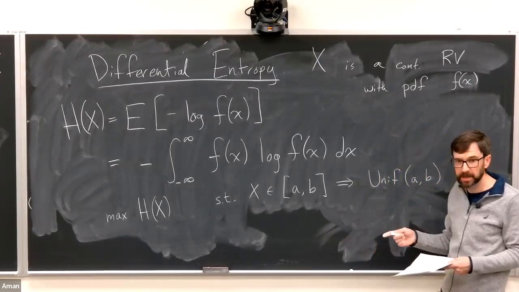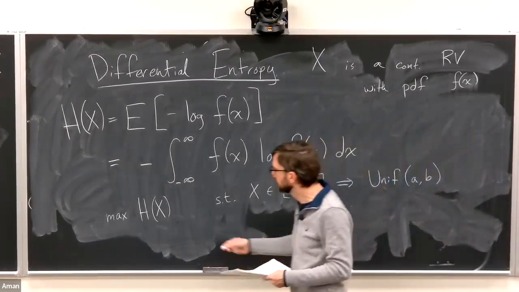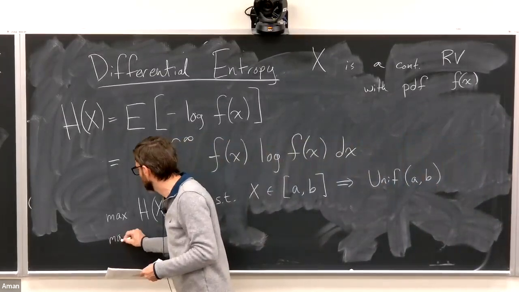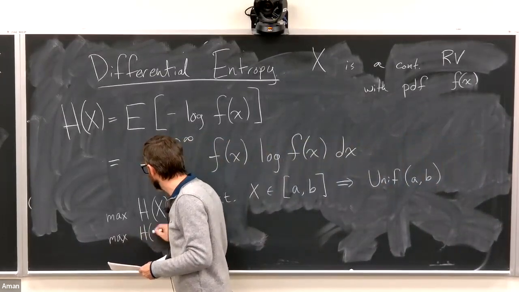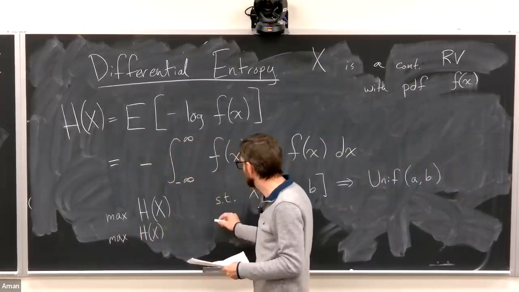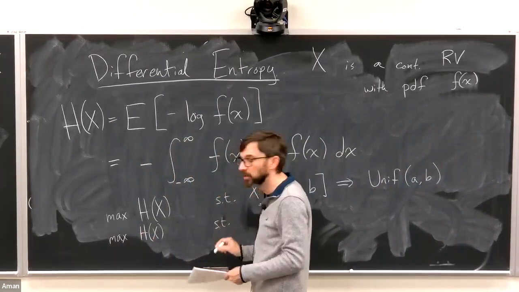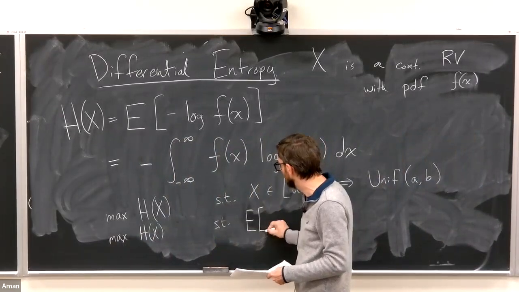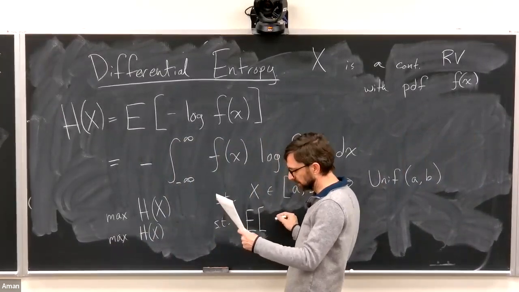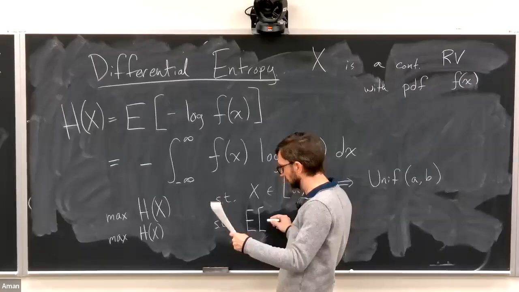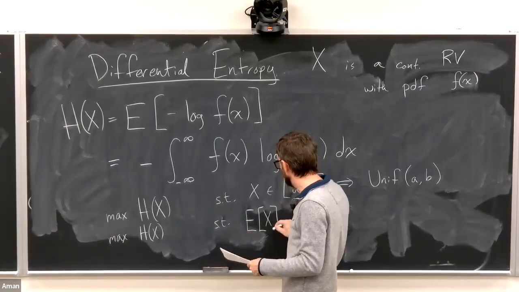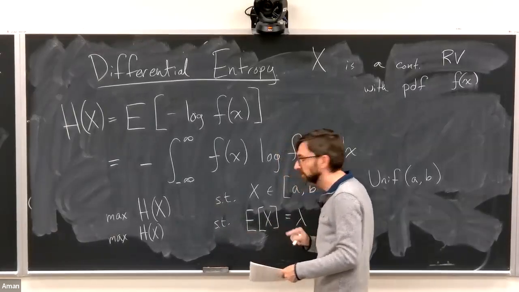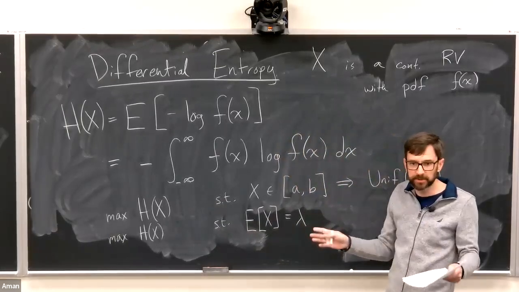I can also play other games. So I can say, what is the max entropy distribution such that now I'm not going to constrain it to be the whole real line, but I'm going to constrain it such that the expected value of X is equal to some fixed value. So look at all distributions.